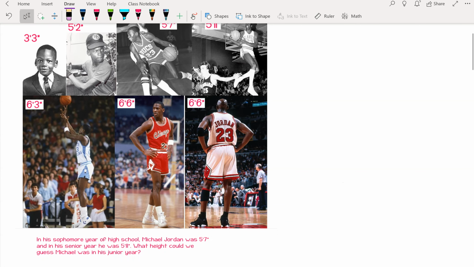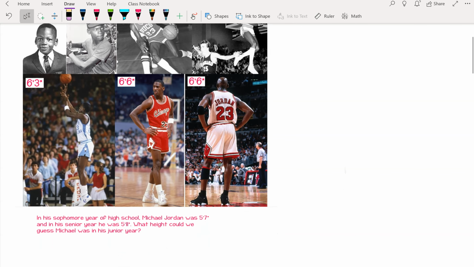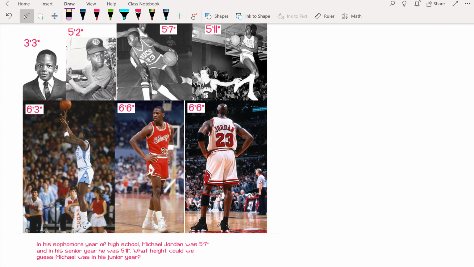In his sophomore year of high school, this is a prompt question for you. In his sophomore year of high school, Michael Jordan was 5'7", and in his senior year, he was 5'11". What height could we guess Michael was in his junior year? Go ahead and tell me a guess. What height do you think he could have been in his junior year of high school? Go.